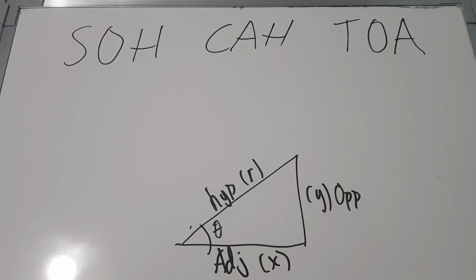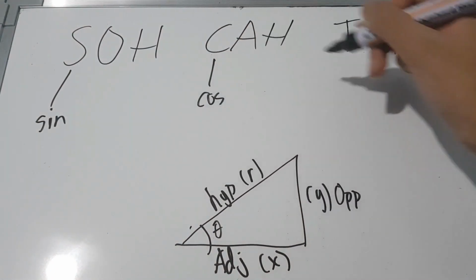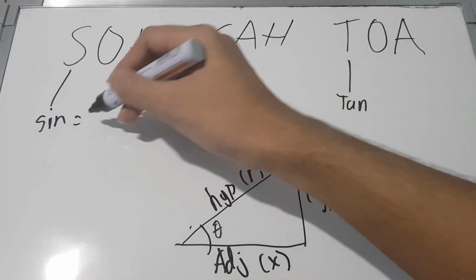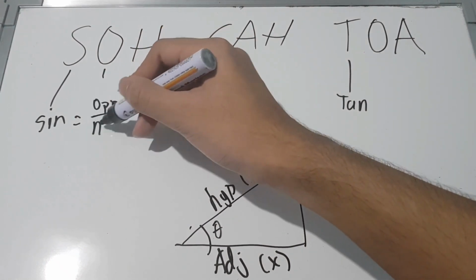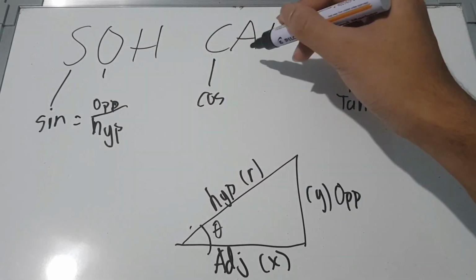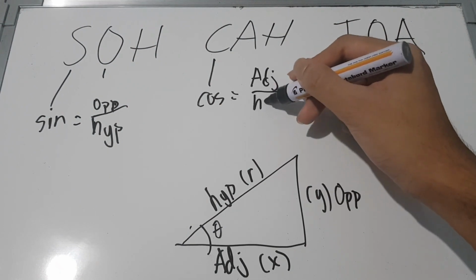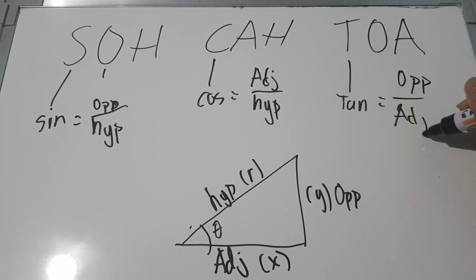SOHCAHTOA. It is the abbreviation used to easily identify which side goes with sine, cosine, and tangent. For sine, it is opposite over hypotenuse. For cosine, it is adjacent over hypotenuse. And for tangent, it is opposite over adjacent.